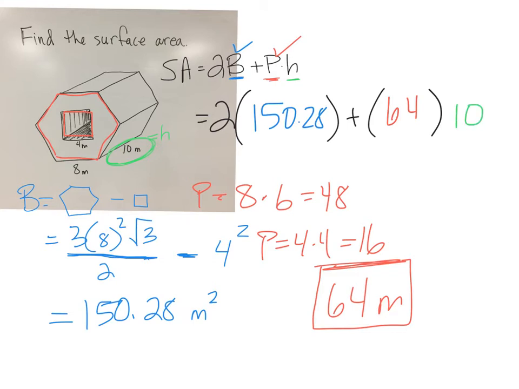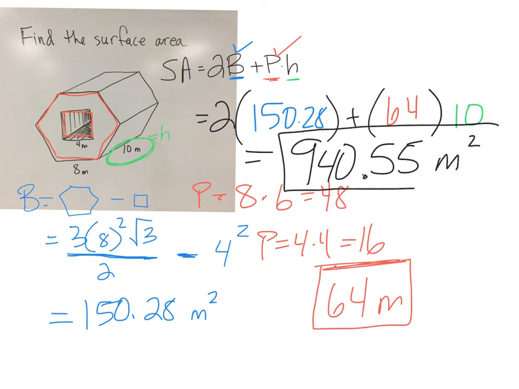So we can now calculate the entire surface area of our prism, and it comes out to be 940.55 square meters. It's okay if you have a little bit different of a decimal than I do. That's all.